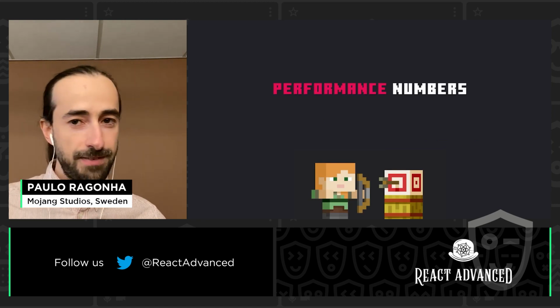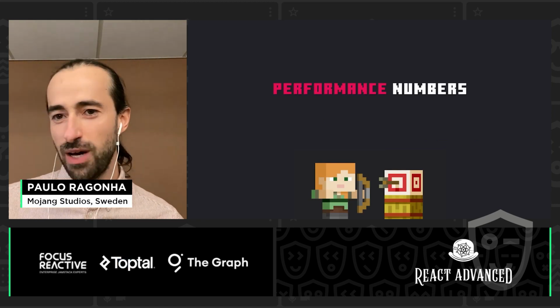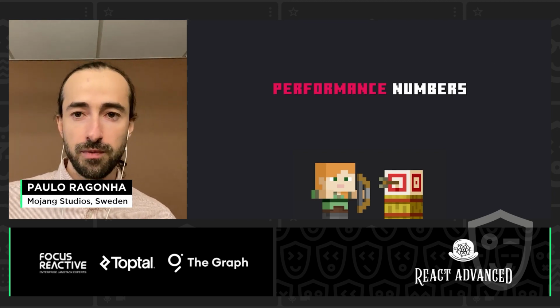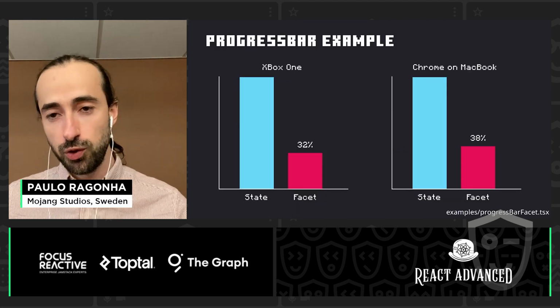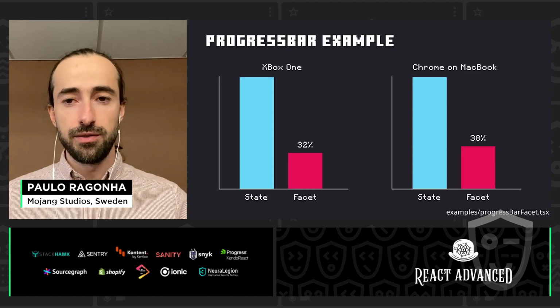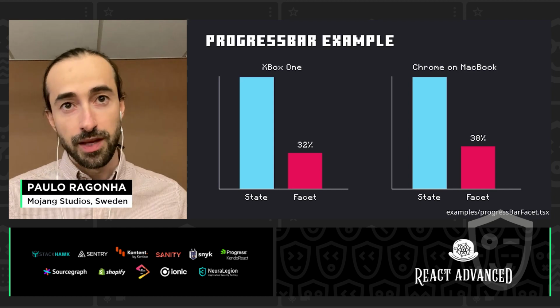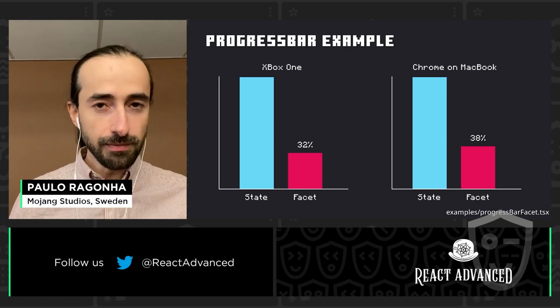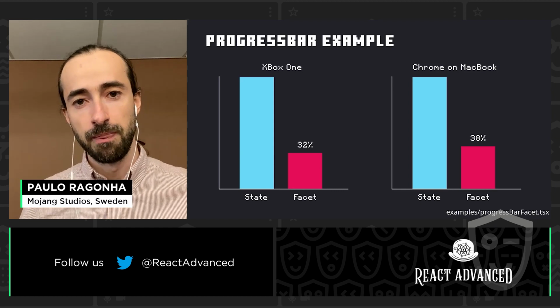But this is all fantastic and pretty cool, but how much does it really improve the performance? So I put here two different platforms just to give it some perspective. I'm running these scenarios on both Xbox One and Chrome. This Xbox One is running the Minecraft game, and we also have Chrome on my MacBook.